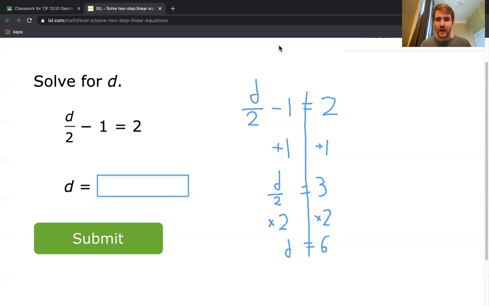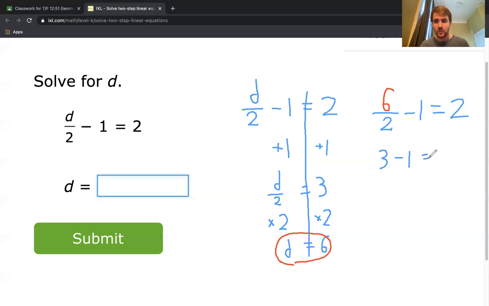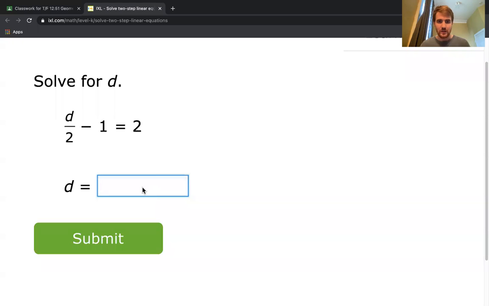Now, if you're not quite sure if you did it right, you can always check your work with these kinds of problems by taking your answer and substituting it into the original equation. So instead of d divided by 2 minus 1, it's going to be 6 divided by 2 minus 1 equals 2. If we don't get 2, then we must have made a mistake. So let's do it. 6 divided by 2 is 3. 3 minus 1 equals 2. That's right. We got 2 on both sides, so we know we did it correctly. Great job. So our answer was 6.